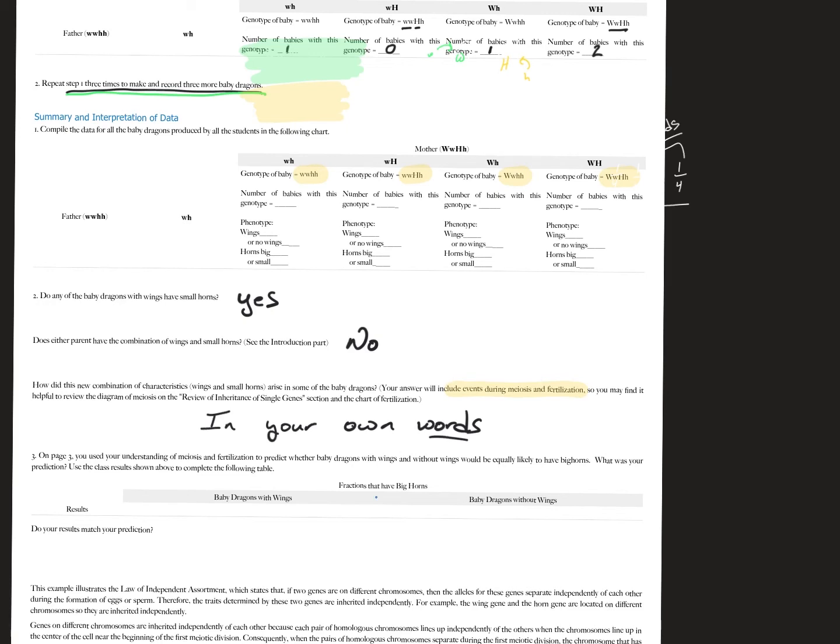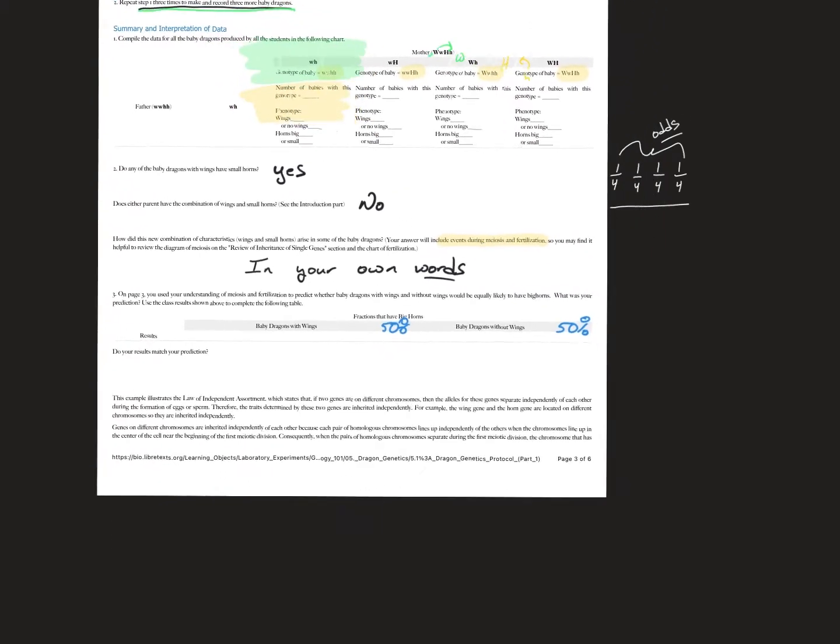You said it. 50% is correct. Baby dragons without wings, what fraction do you think would have big horns? Half. 50%. That's correct. So 50% each. It's just that simple. Now, do your results match the prediction? Sure, I think they would.